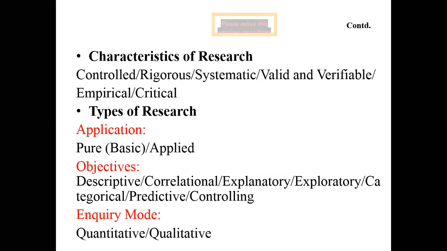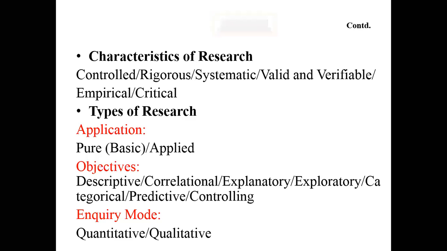So then there are few other characteristics of research that should be there. For example, the research is in controlled environment, it is rigorous, it is systematic, it is valid and verifiable, it is empirical, it is critical. What is control? So this control is actually on variables. If we have control on variables or not.